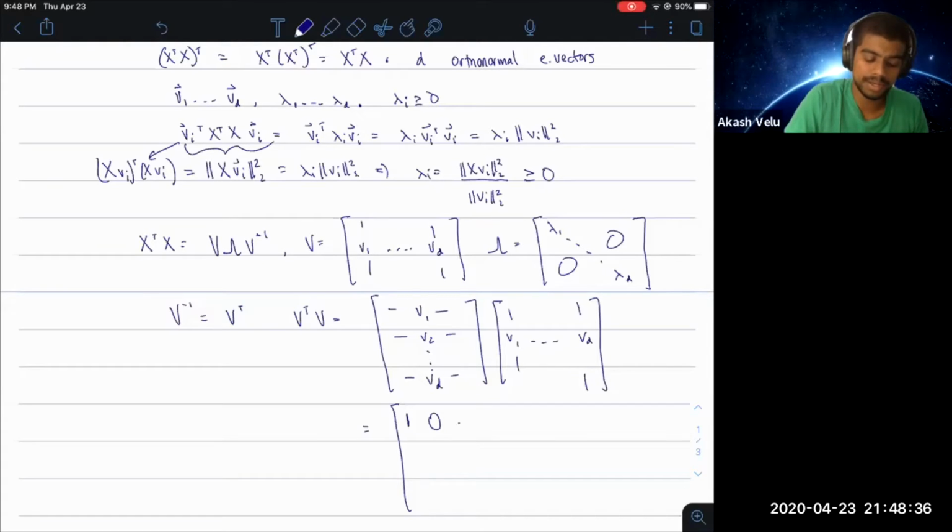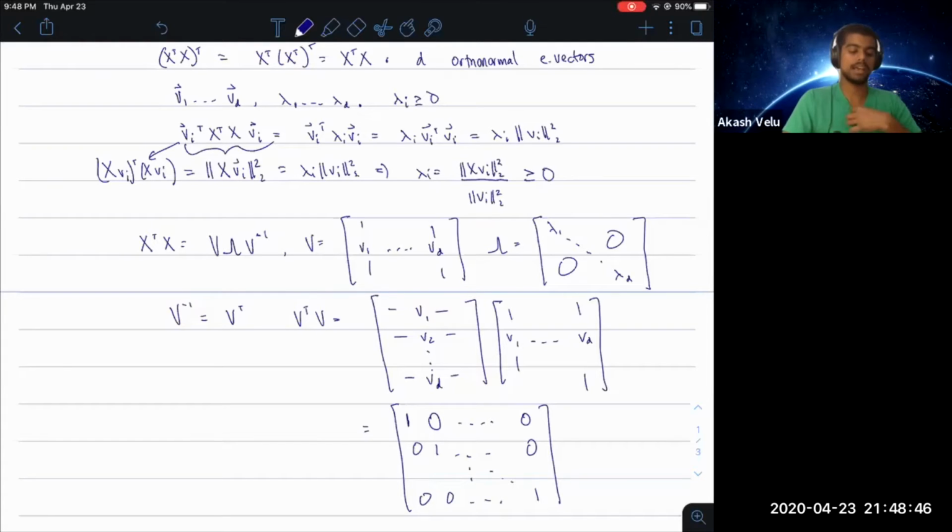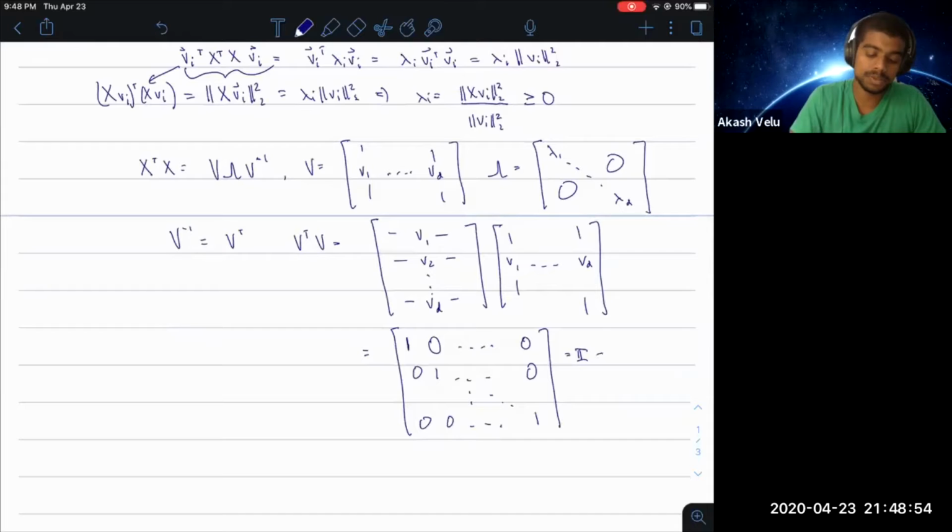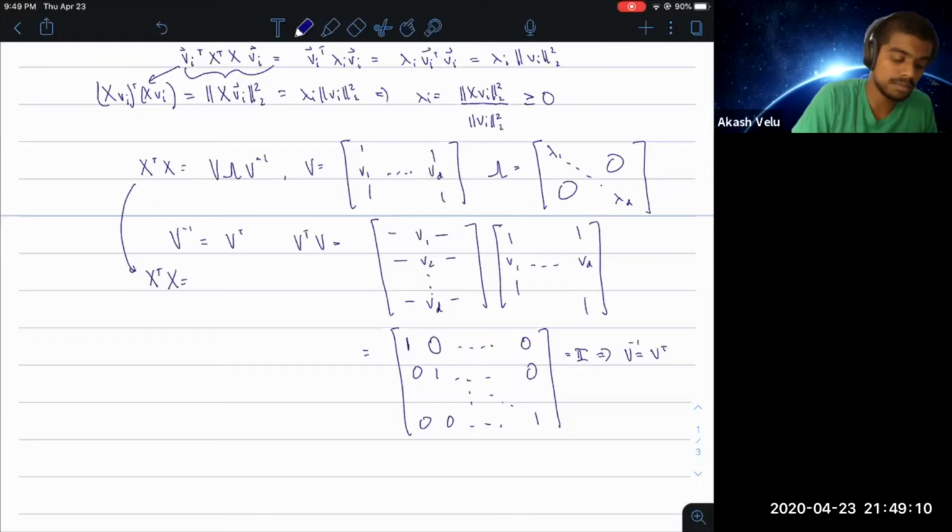So if you're confused by this, try writing out the individual components and then applying the definition of orthonormal, and you should get 1s along the diagonal and 0 everywhere else, which is exactly the identity. So V transpose V is the identity, which means that V and V transpose are inverses of each other. So V inverse is equal to V transpose. Okay, so why this is useful is because now we can write X transpose X equal to V lambda V transpose.